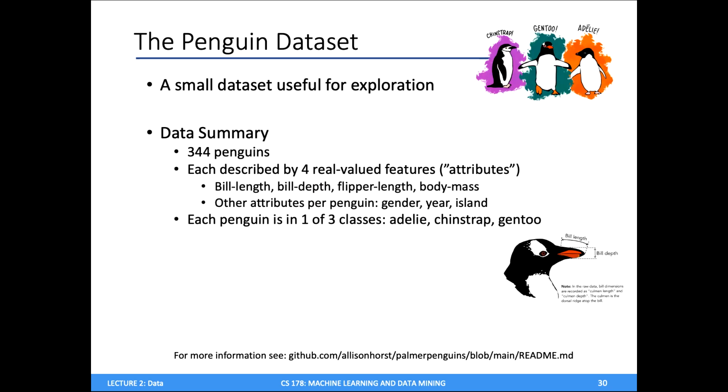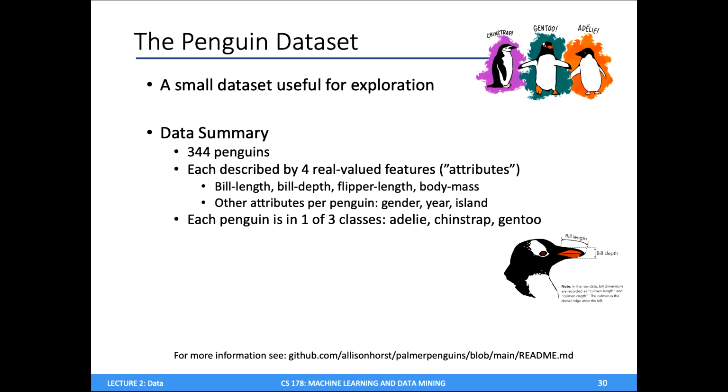Let's look at a really concrete example of a particular data set and how we can work with this data set and do some basic visualizations. So here we have a data set called the Penguin data set. It's a really small data set. It's not really a real world data set. It's mostly a toy data set for illustration purposes. But in this data set, we have a total of 344 different penguins. For each of these penguins, we went out and collected 4 different real valued features about them, i.e. attributes, if you like. So for each penguin, we measured their bill length, bill depth, their flipper length, and their body mass, so how much they weighed.